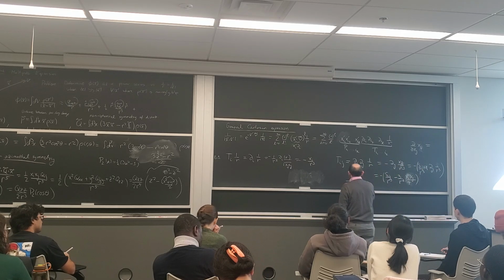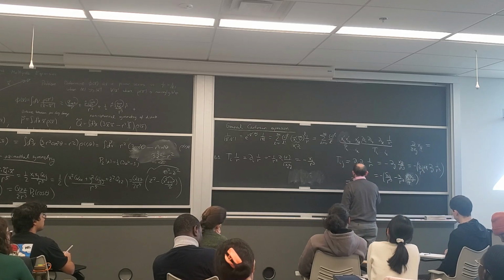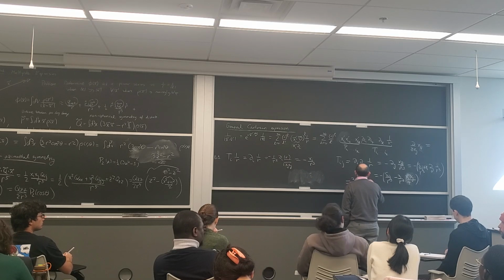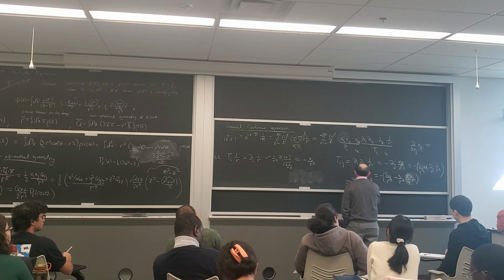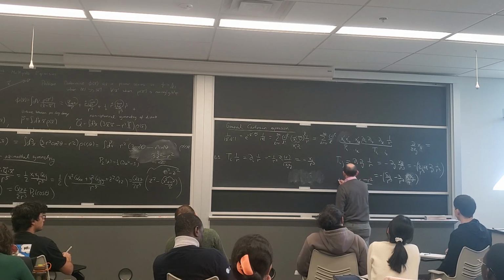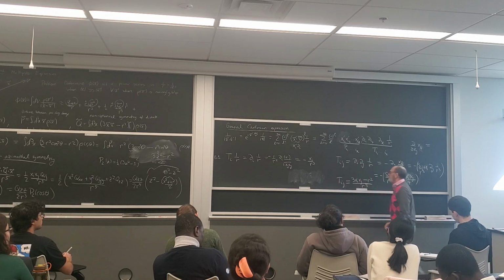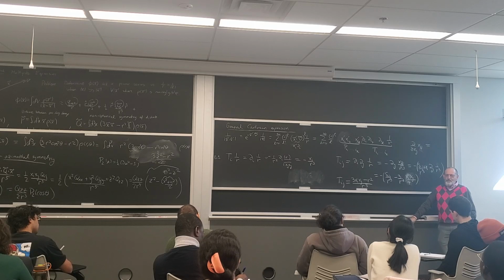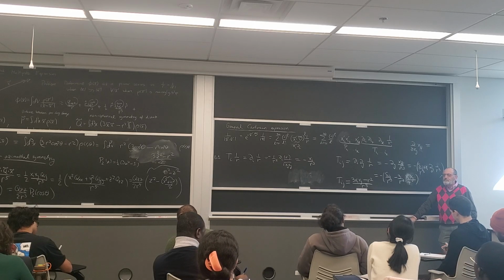I get, this is equal to 3xi xj minus r squared over r to the 5th. Oh, that looks familiar.